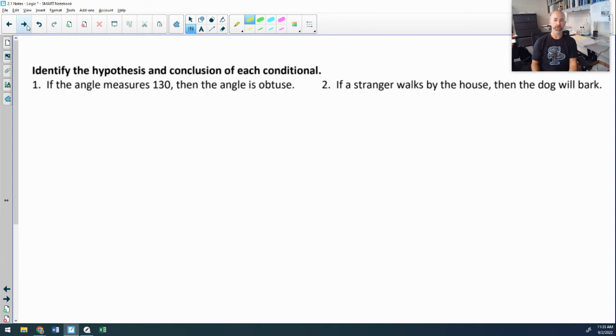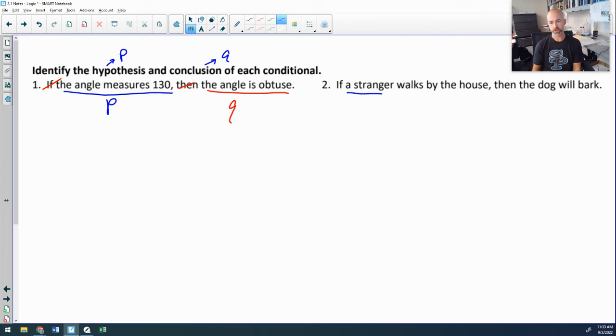So let's look at a few other examples of picking apart conditional statements. And so here, all we're doing is identifying the hypothesis and the conclusion. Remember, the hypothesis we refer to as P, the conclusion is Q. And so if an angle measures 30 degrees, the angle measuring 30 degrees would be the P, the Q, then the angle is obtuse. There is your Q. And that's really all we're doing here, just identifying the P and the Q. Basically, you're eliminating the if and the then parts, and whatever follows is the P and the Q.